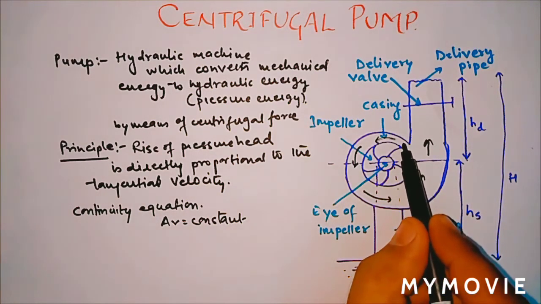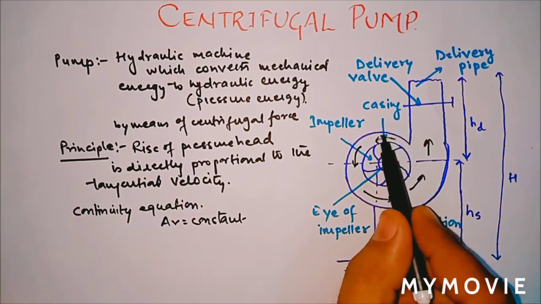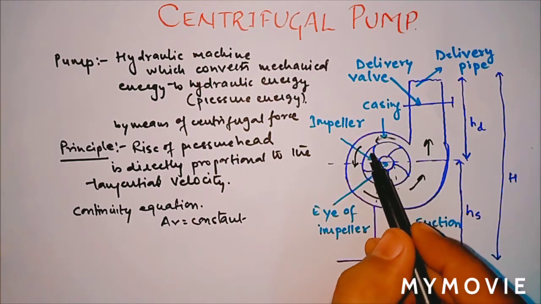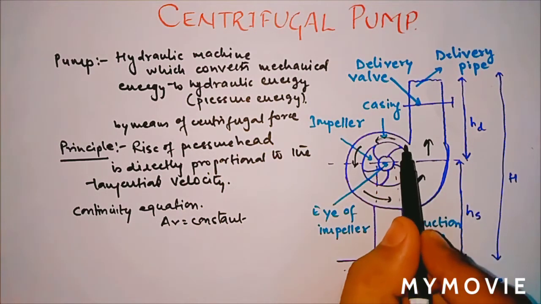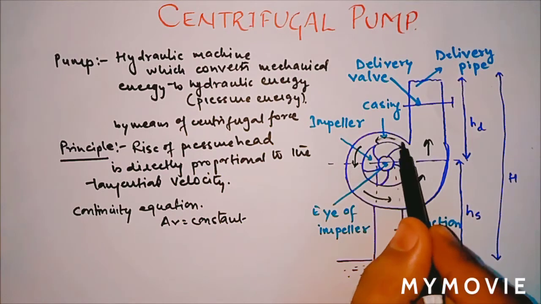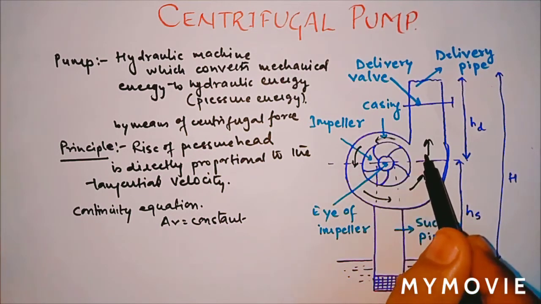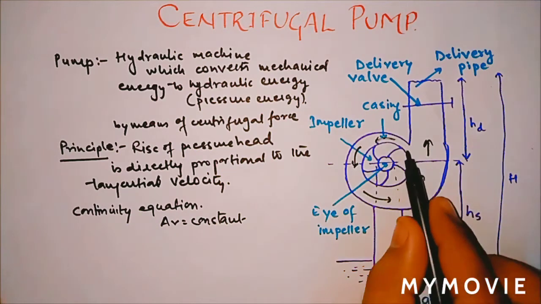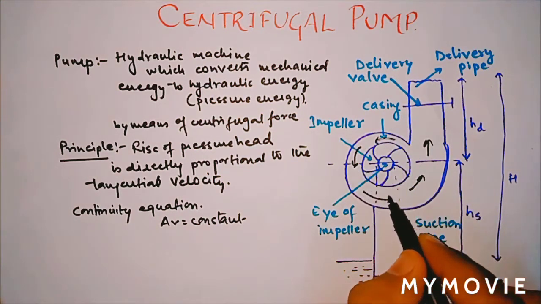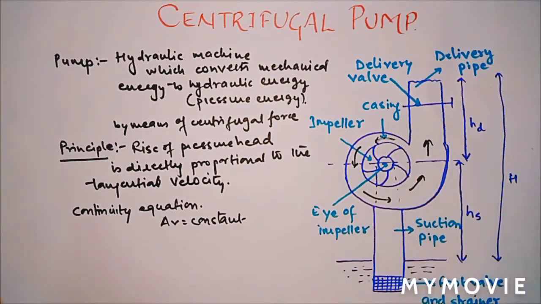That velocity is the tangential velocity. As the velocity decreases, the kinetic energy decreases because kinetic energy is half m v square. So from this point to this point, the kinetic energy decreases as the area is increasing. Now let us understand how the decrease in kinetic energy increases the pressure head.